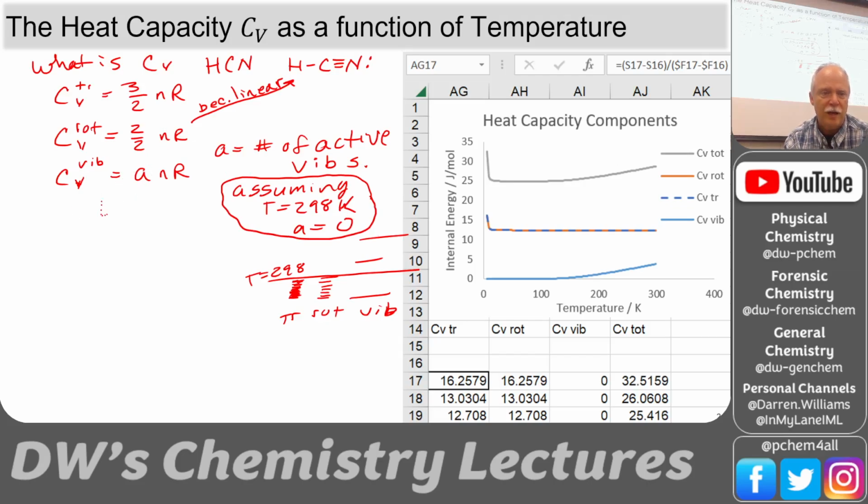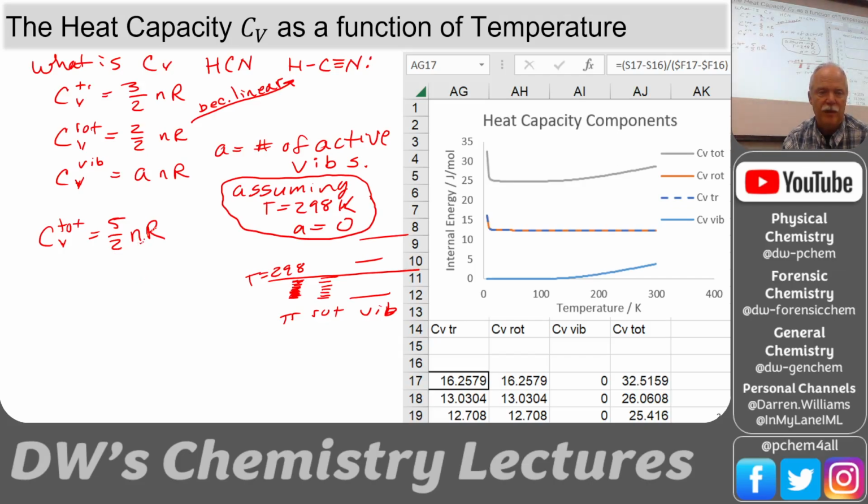So we add all this up. The A is 0, and so it's really 5 halves. CV total equals 5 halves NR. So that's for HCN. We know what R is. If the problem gives you the number of moles, then you would need to just give a number. You can just calculate it that way. Okay.